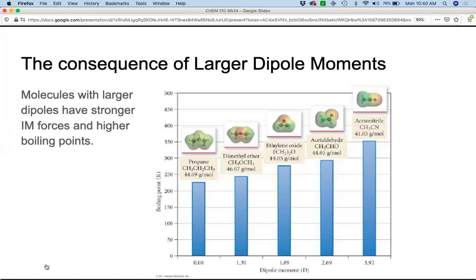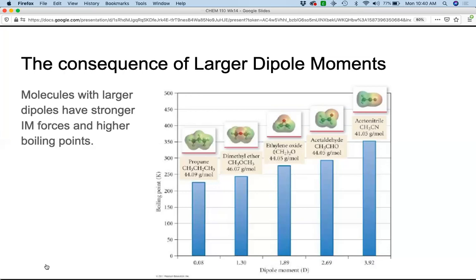Whereas there is a difference in dipole moment for dimethyl ether, or there is a difference in dipole moment for ethylene oxide, where because there is an oxygen present, and that's much more electronegative, it's going to draw or create that dipole. And then acetaldehyde and acetonitrile have even larger dipole moments, even though in the case of acetonitrile, its molar mass is actually smaller than that of, say, for example, propane. So because you have this pull of electrons between the carbon and the nitrogen, in the case of acetonitrile, it's going to create a larger dipole moment.